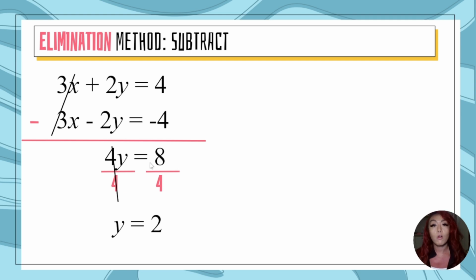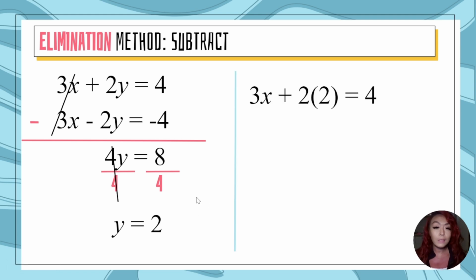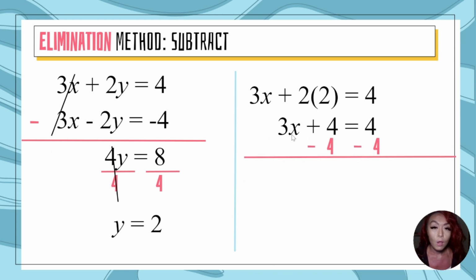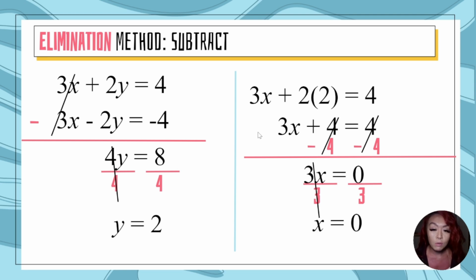Now, same thing, we have our y value, we still need our x value, so we'll substitute 2 for y into either of the equations, simplify, and then use inverse operations to solve for x. So let's subtract 4 on both sides. Notice how 4 and negative 4 will cancel out on both sides of the equal sign, and we get 3x equals 0. Now we'll divide both sides by 3 and get x equals 0. So our solution, which is the same as in the previous slide, is (0, 2).